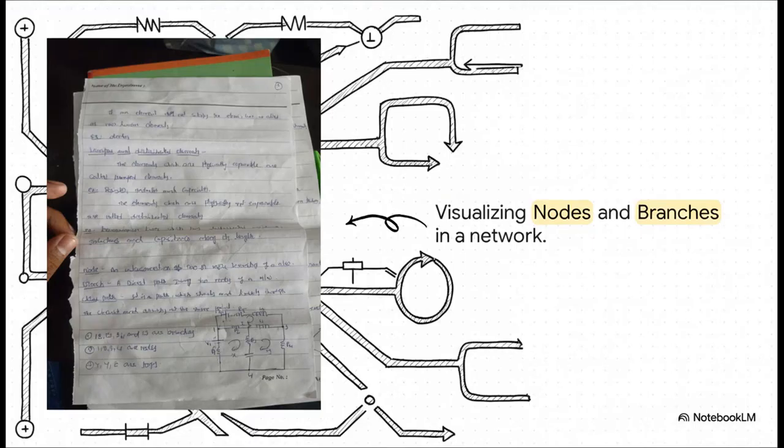To really lock this all in, this diagram brings all the terminology together beautifully. You can see the branches, those are the physical pathways with our elements. You've got your nodes, marked 1 through 4, which are the traffic intersections where we apply Kirchhoff's current law, and you see the loops, labeled X, Y, and Z, which are the closed paths where we use Kirchhoff's voltage law.